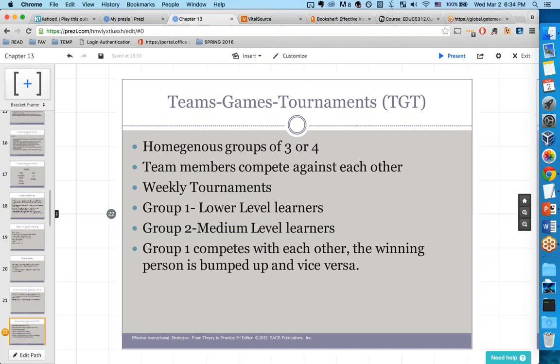Teams, games, tournaments. These are homogeneous groups of 3 or 4. Again, team members compete against each other. There could be weekly tournaments. There could be several different groups, such as Group 1 and 2. Group 1 could include lower level learners. Group 2 could include medium level learners. And again, another competitive type of setting here, but there are tournaments involved. So this is kind of like a continuous type of cooperative learning setting. Not only a one-shot deal, but you continue with this all the time for a certain period of time. So that's teams, games, tournaments.